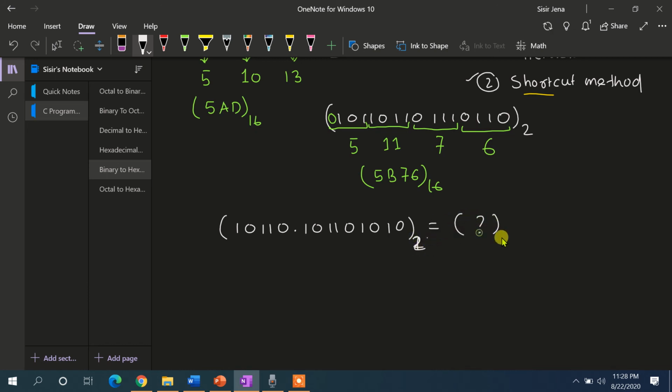You will be asked to find out its corresponding hexadecimal number. So how to do it? This is simple, you have to treat it differently. The digits present before the decimal point, you combine 4 digits each from right to left. But the digits present after the decimal point, you combine 4 digits each from left to right. So before the decimal point it is right to left, and after the decimal point it is left to right.